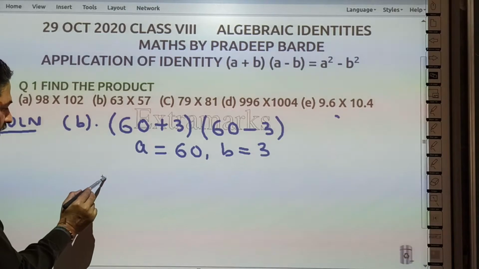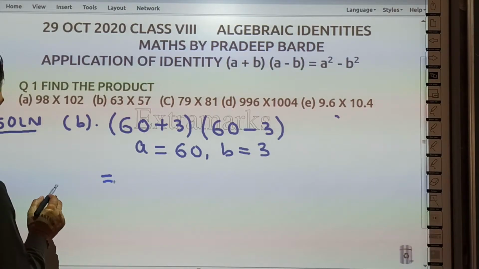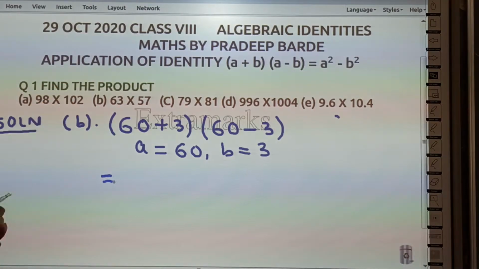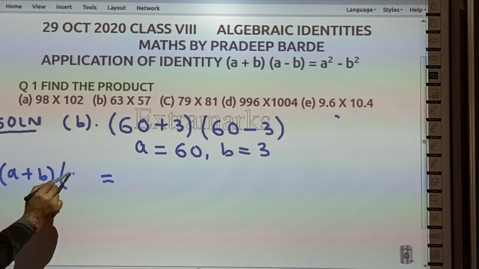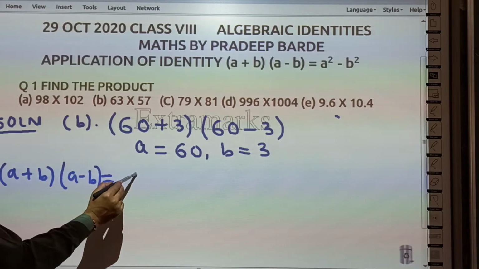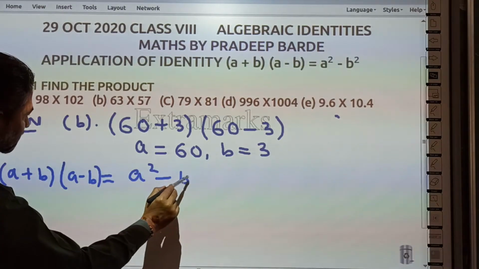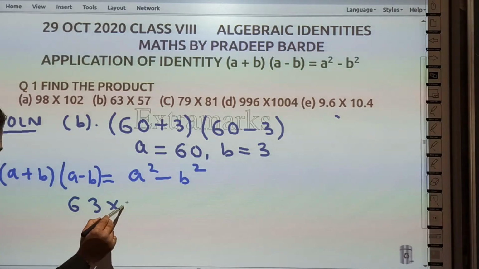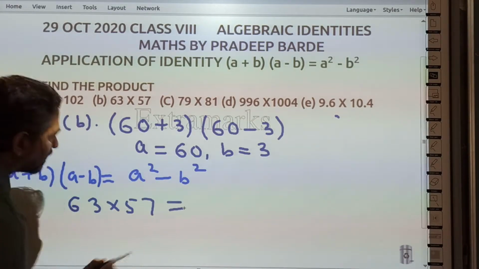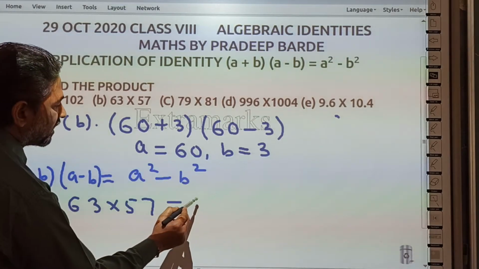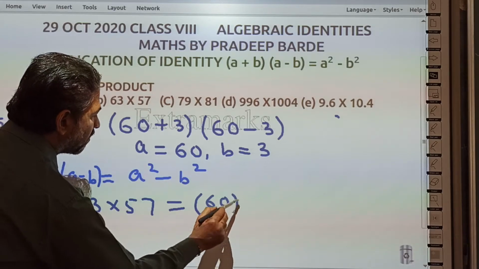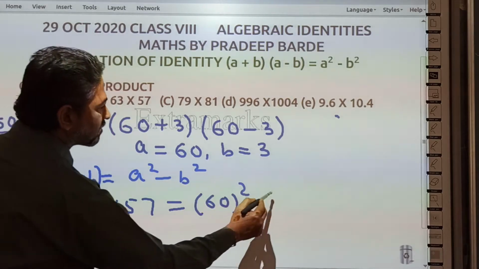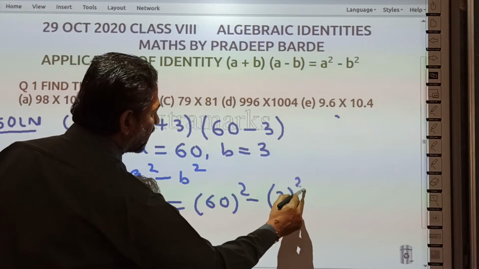Okay, now when we apply the identity, let's write the identity first. (a plus b) into (a minus b) is equal to a square minus b square. So we get here 63 into 57 is equal to a square, that is 60 square, minus b square, which is 3 square.